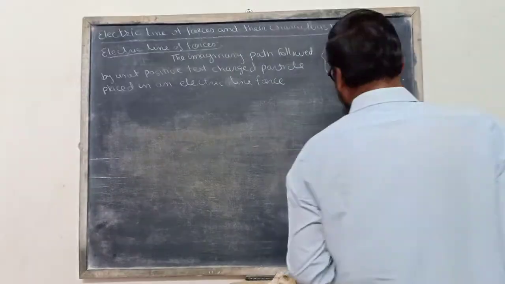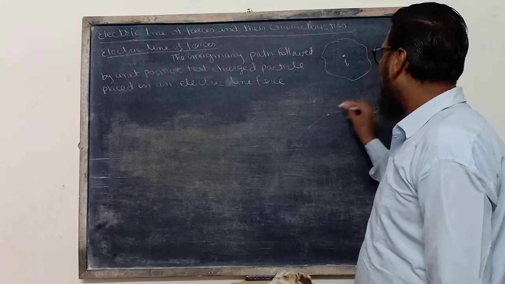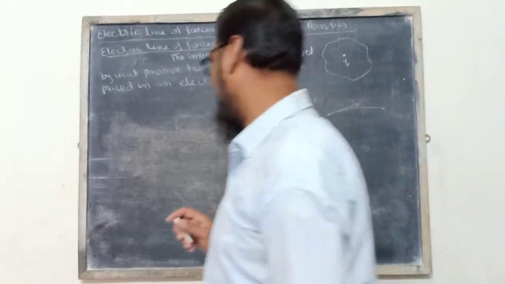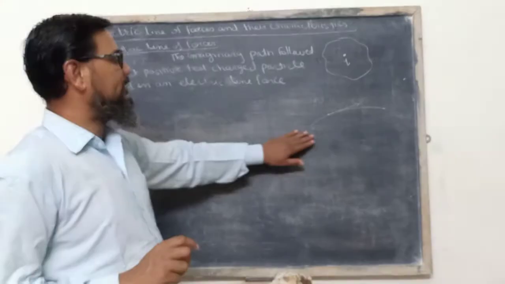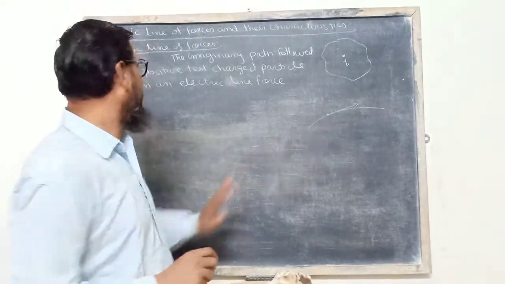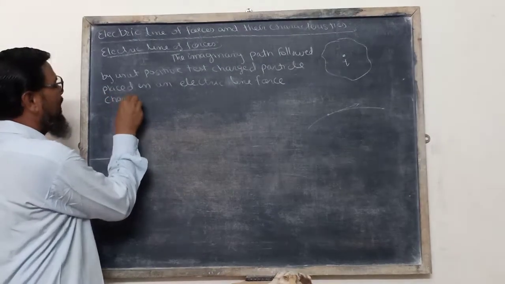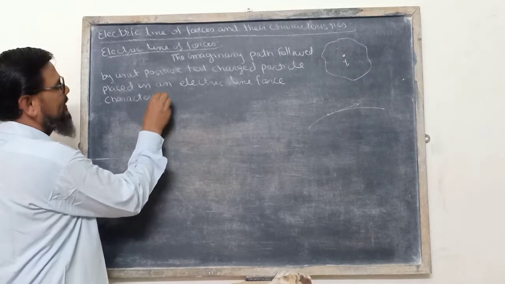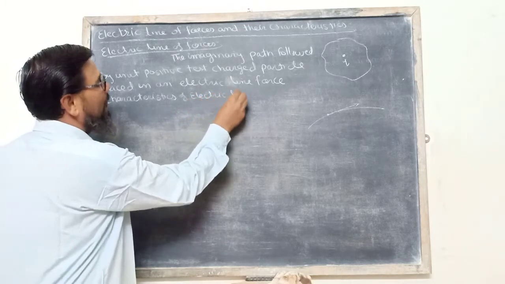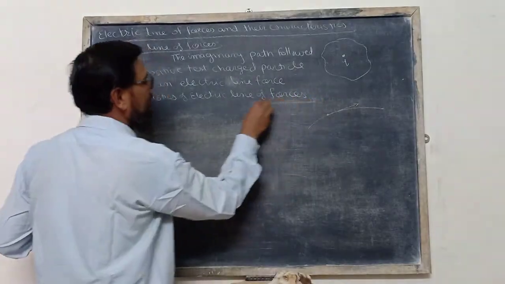It is also defined as the curve on which the tangential line drawn at a certain point gives the direction of electric field at that point. About it we shall discuss in the characteristics, or you can also define the electric line of forces in this form. So now we shall discuss the characteristics of electric line of forces.